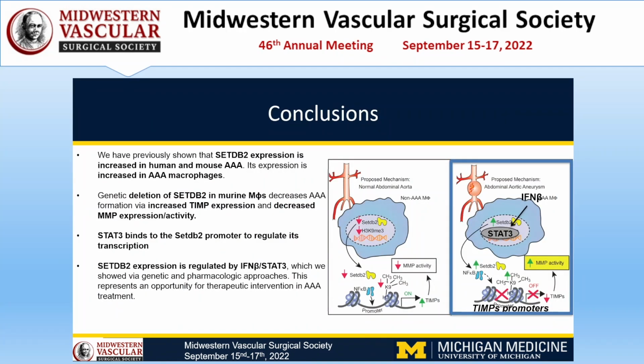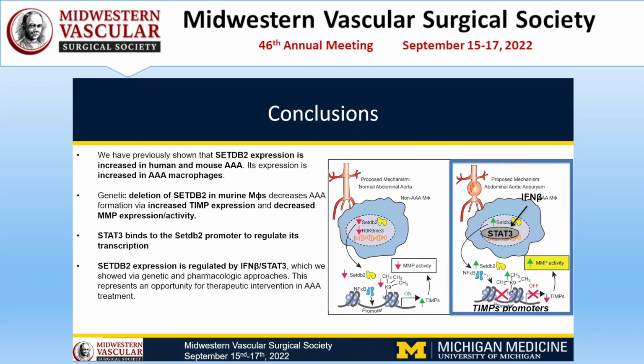So in conclusion, our lab had previously shown that SETDB2 was significantly increased in whole aortic tissue as well as macrophages from aneurysmal tissue, and that when you delete SETDB2 in mouse macrophages, this decreases aneurysm formation via increasing the protective TIMP protein expression, ultimately leading to suppressed MMP activity, which are those proteins that degrade the aneurysmal tissue.